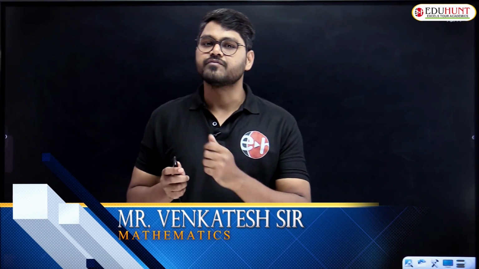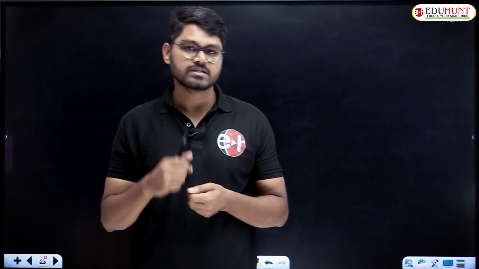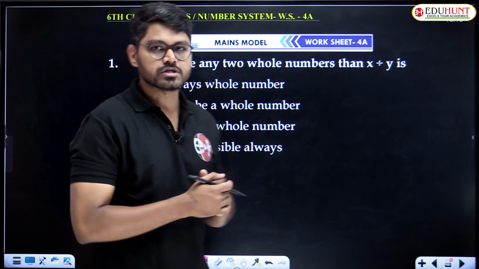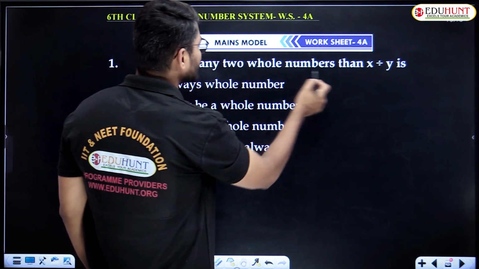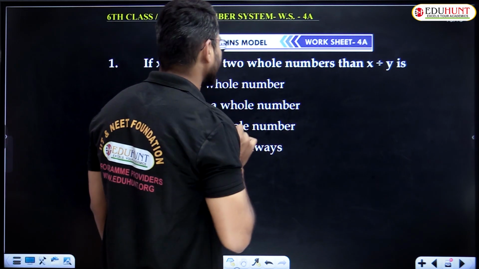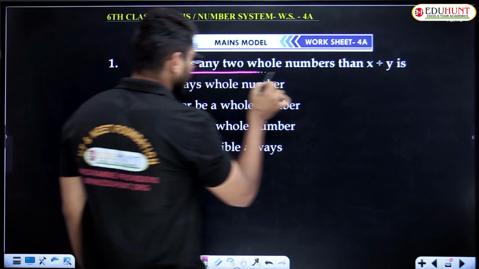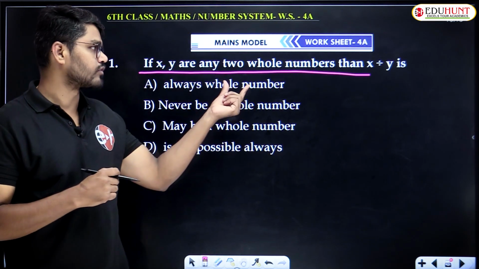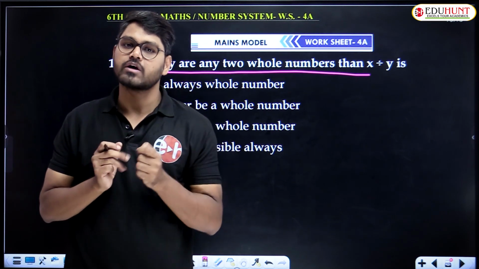In the previous session we discussed the worksheet, and now we are going to discuss another worksheet, that is 4A. The very first question is: if x and y are any two whole numbers, then x divided by y is always a whole number. I have already discussed this type of question. Just go through the examples, then you will get the accurate answer.